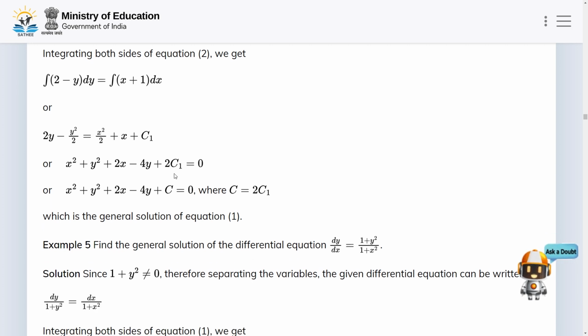Now this 2c1, where c1 is some constant, is also going to be some constant. This means we are taking another notation for that, capital C, where capital C is 2c1. So this means x square plus y square plus 2x minus 4y plus C is equal to 0.